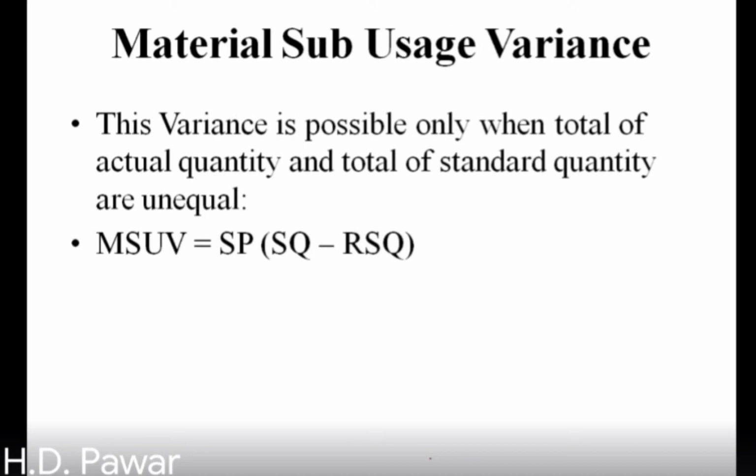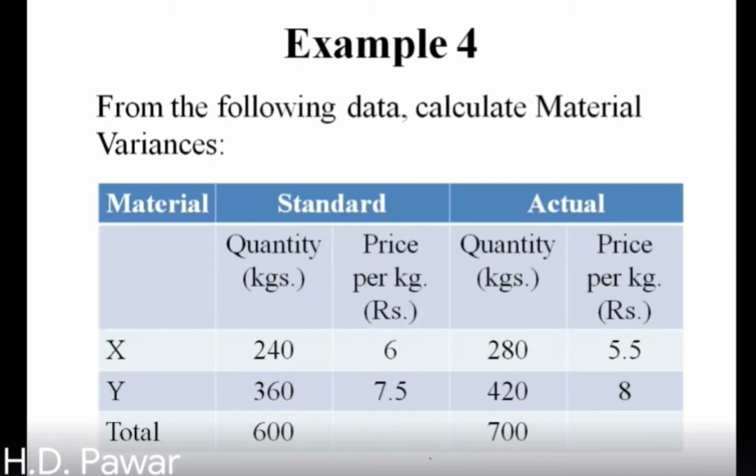Now the next is material sub-uses variance, as I discussed. This variance is possible only and only when there is a revised standard quantity. There is a difference between total actual quantity and total standard quantity. And the formula is MSUV, material sub-uses variance, is standard price into bracket standard quantity minus revised standard quantity. Some people say standard mix minus revised standard mix. So these are the formulas. And now for the uses of this formula, we go for the practical example.